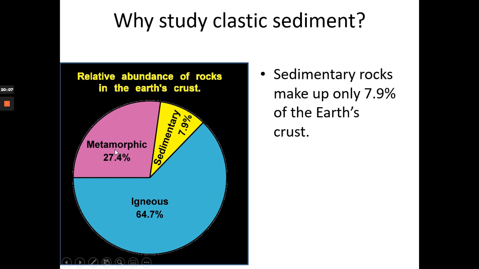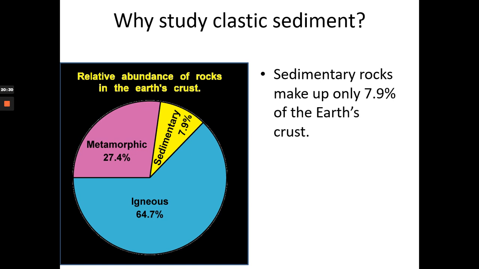And we have tectonic deformation, 27.4% on this pie chart here. And sedimentary rocks only make up 7.9% of the Earth's crust. Doesn't even make up to 10%. So just a small percentage of the Earth's crust is made up of what we are studying in this course. So why all the fuss?